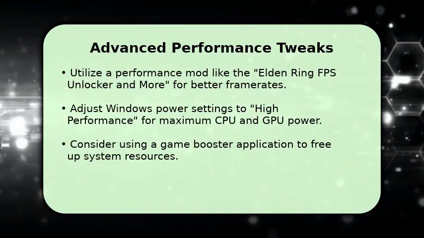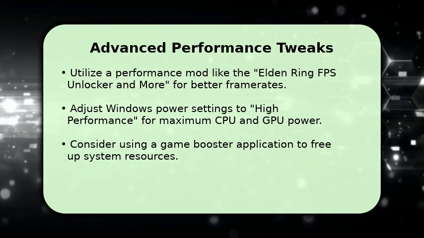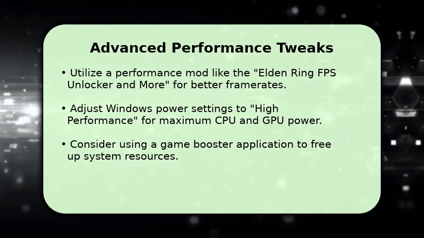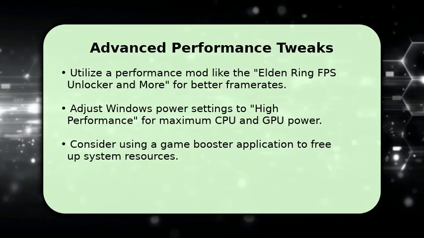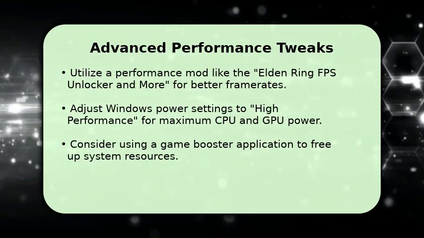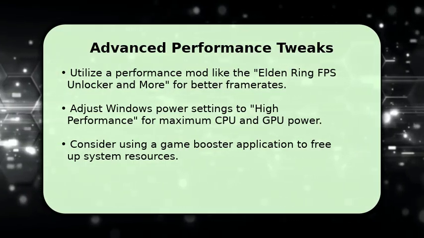For more advanced optimization, consider using community-made performance mods, such as the Elden Ring FPS Unlocker and more, which can help stabilize frame rates. Additionally, adjust your Windows power plan to high performance to ensure your CPU and GPU are operating at their maximum potential.